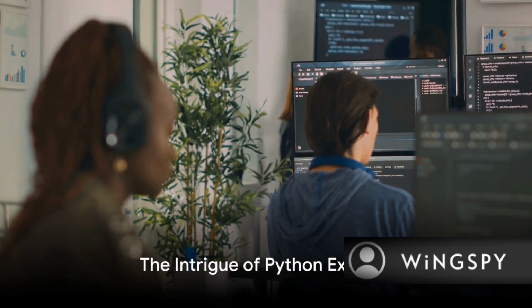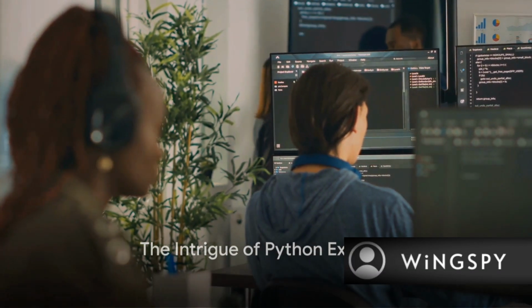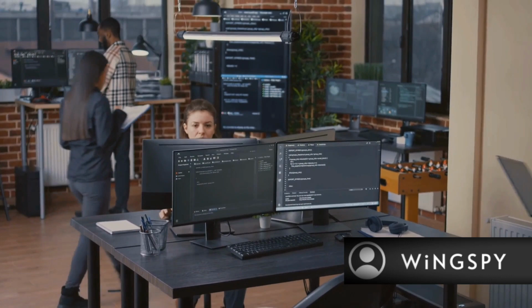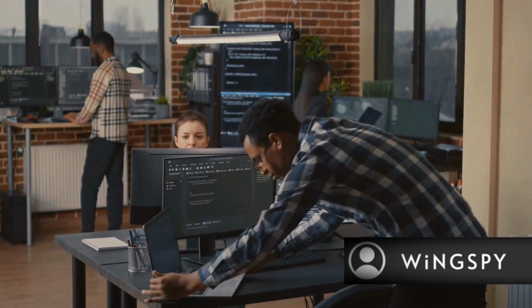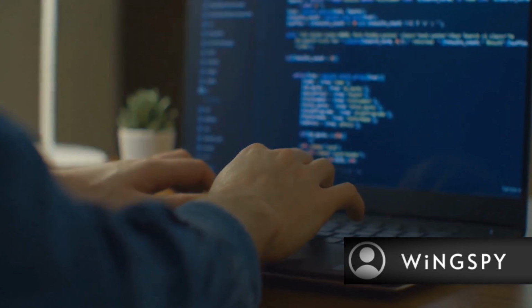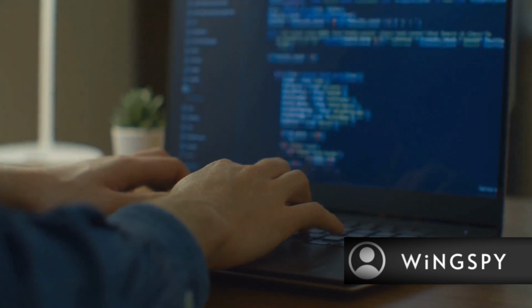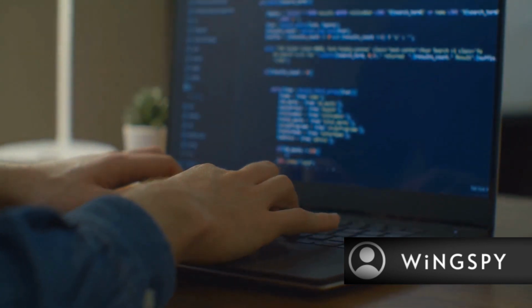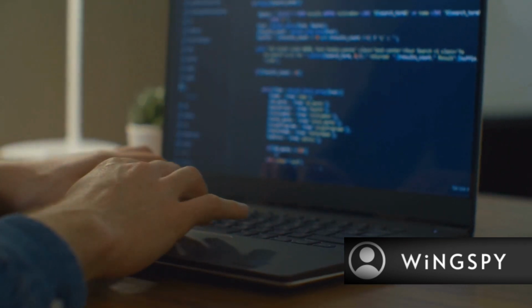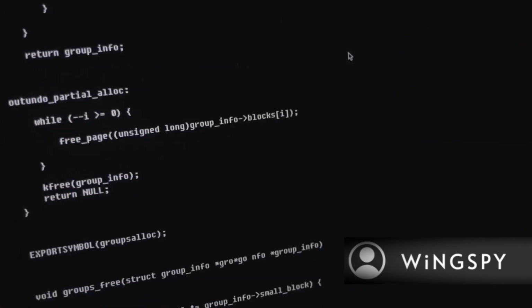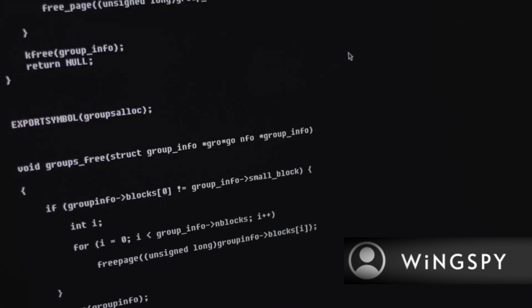Have you ever wondered how secure your Python code really is? In the world of programming, Python has emerged as a popular choice among developers for its readability, versatility, and vast libraries. But just like any other language, Python too has its share of vulnerabilities. These are the cracks in your code that can be exploited, leading to what we call Python exploits.